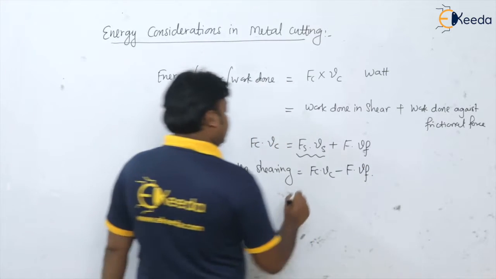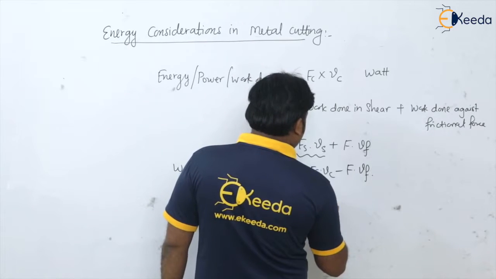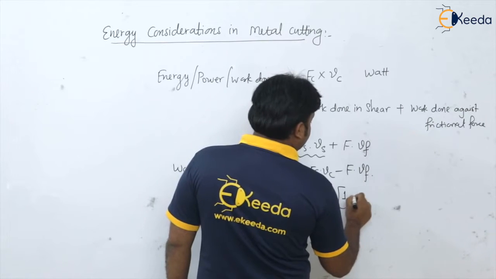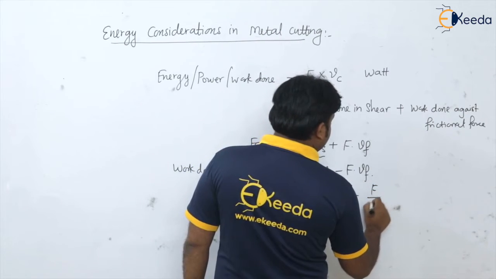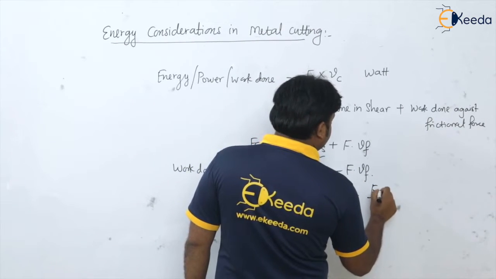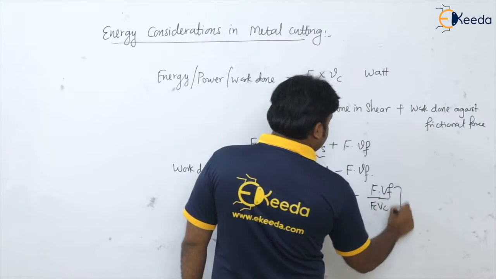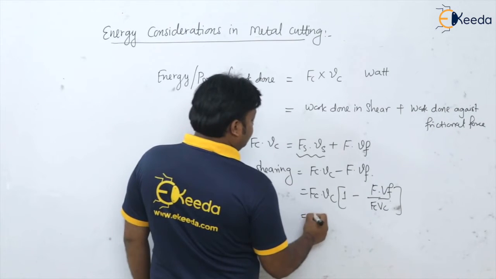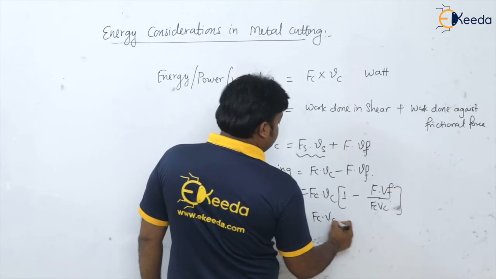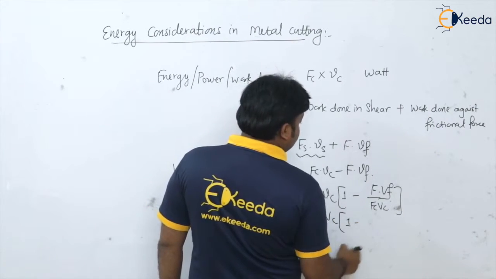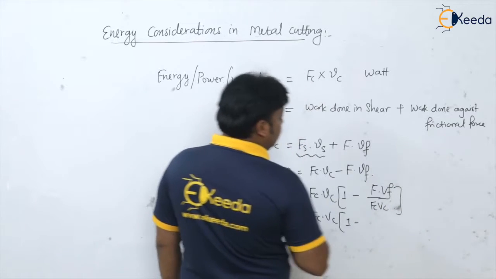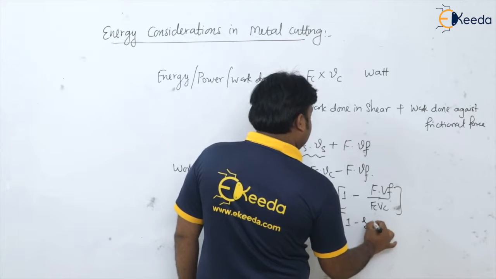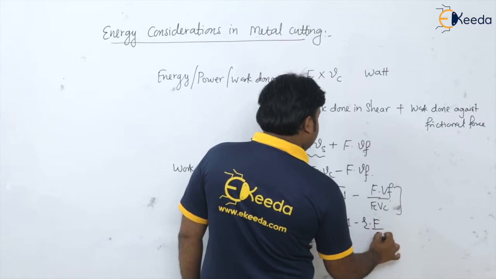Now see, if I take Fc into Vc as common from this, what we are left with is 1 minus F divided by Fc Vc into Vf, isn't it? And we know what is Vf divided by Vc? That is Fc into Vc into bracket 1 minus Vf divided by Vc, which is nothing but our cutting ratio r, that is r times F divided by Fc.